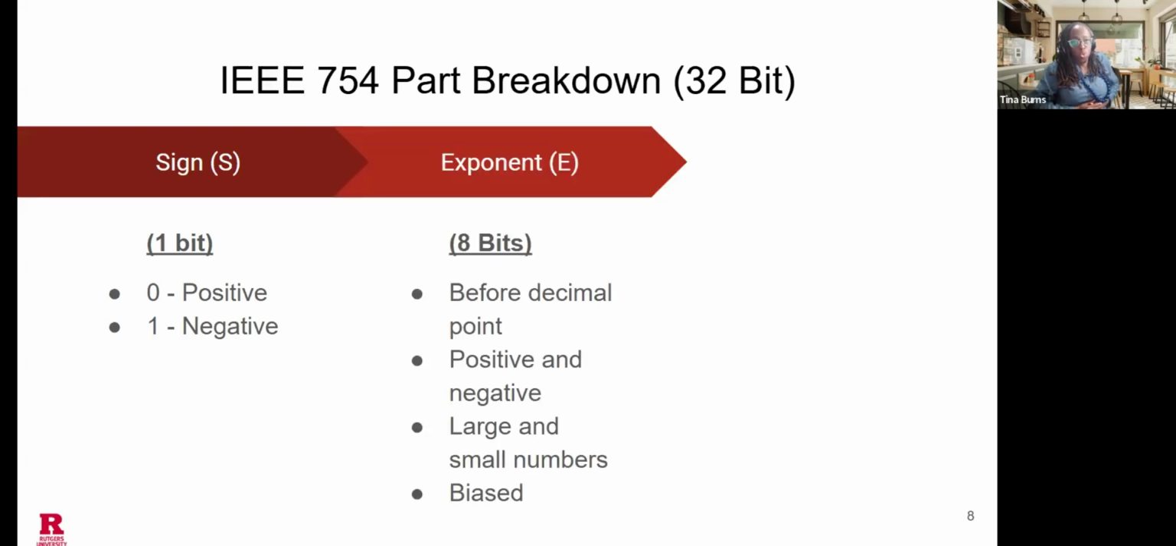For a 32-bit representation, 8 bits are going to be used to represent the exponent. Keep in mind, as I stated before, your exponent is going to be your whole number of the value, or the scale of your number. Now, this is going to be before the decimal point. It can be positive or negative, large or small number, and it's going to be biased. What does that mean? It's going to be biased in that depending on the scale or the size of it, that's going to determine how you represent that. And we'll see more details on that as we do some of the calculations coming up.